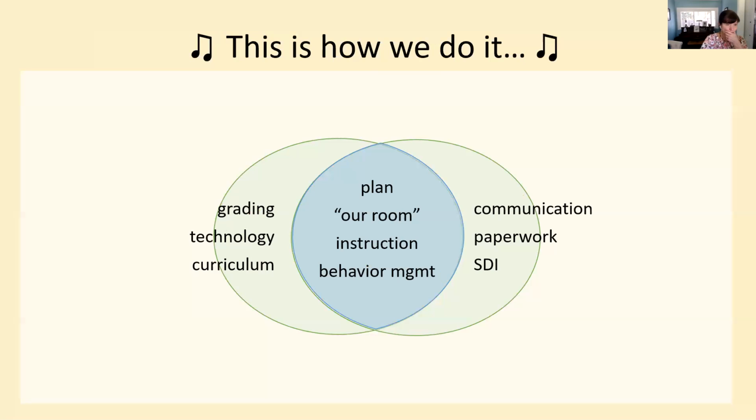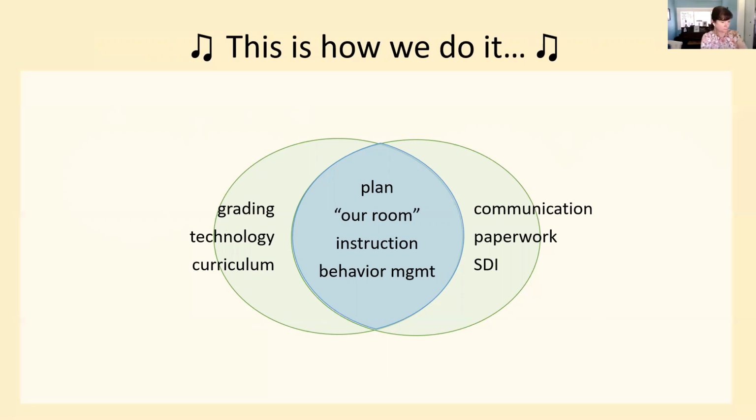Okay, so this is what our Venn diagram looks like. We just took the bottom one, blew it up, and then listed some of our individual strengths. So it's not that both of us are doing every single thing every single time. There's just not time in a day for that. But we do plan together. It is our room, not my room and Ms. Voss's room. We instruct together.